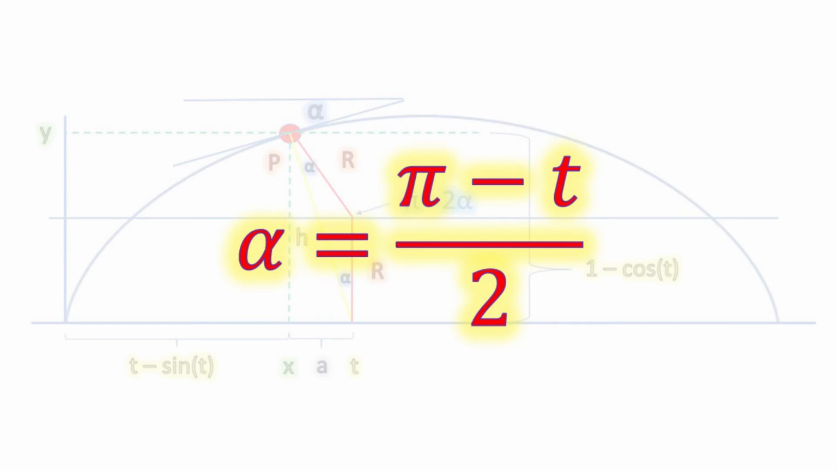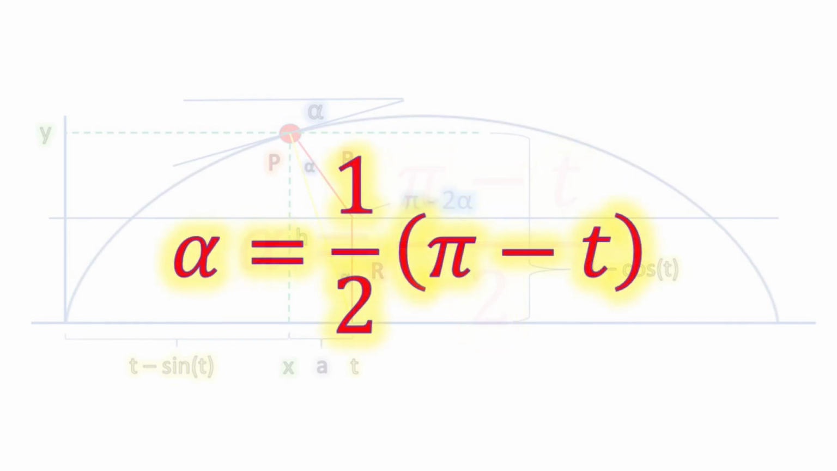And that's kind of neat too, but I think there's one more thing we can do to make it a little more tidy still. I like the idea of alpha equaling 1/2 the quantity of pi minus t. I think it's pretty. I think it just looks good, right?